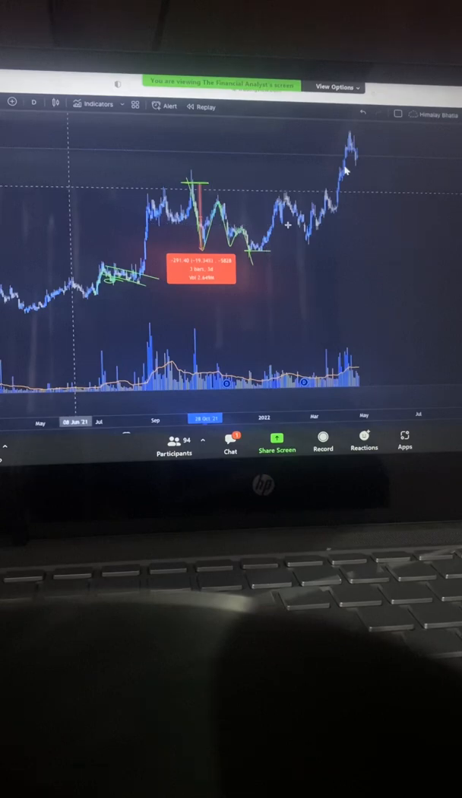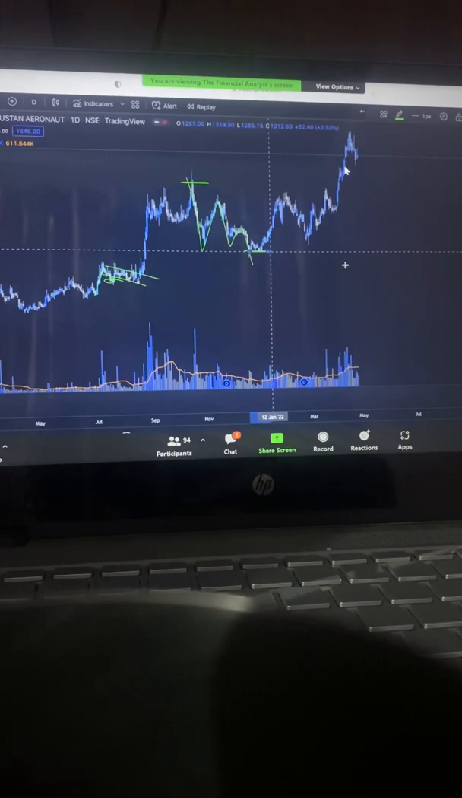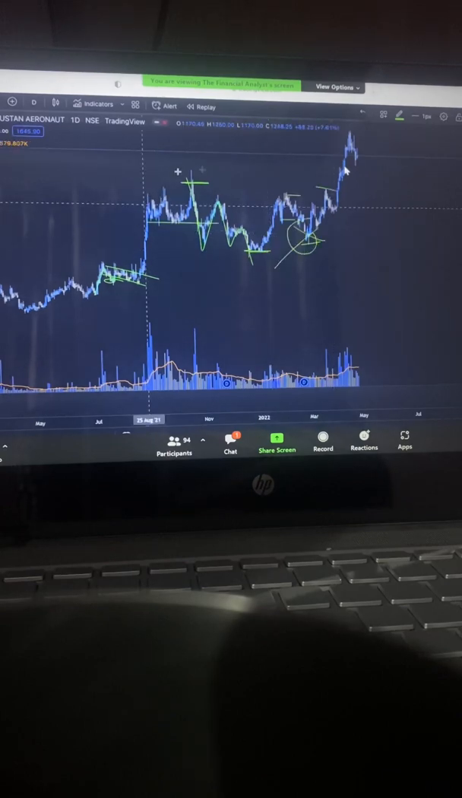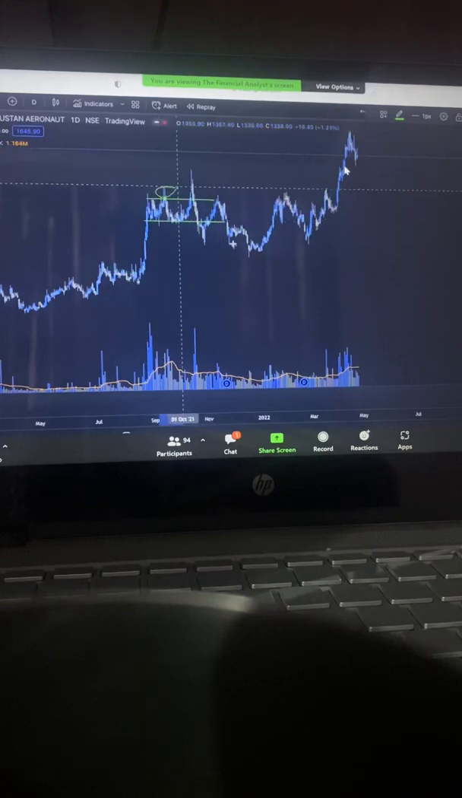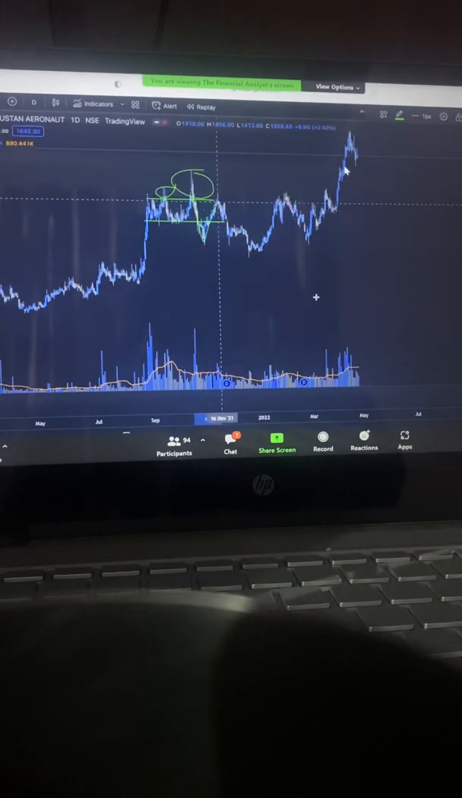So see that as a consolidation. No, not like this. This is the only consolidation that is there. Again, over here, same thing. If you clearly take this as a consolidation, double false breakout, the market came down, formed a lower high, lower low, continued its downward trend.